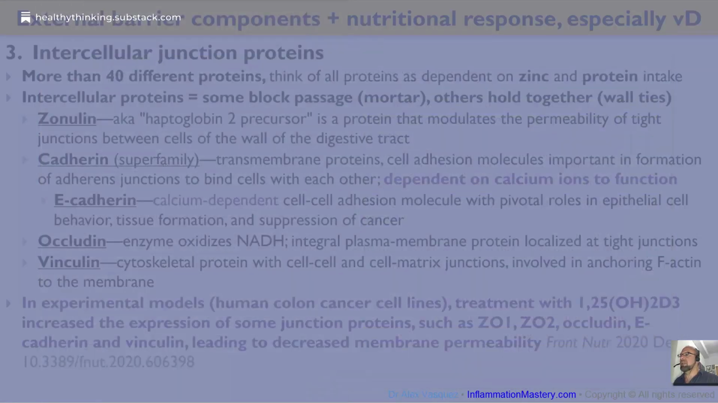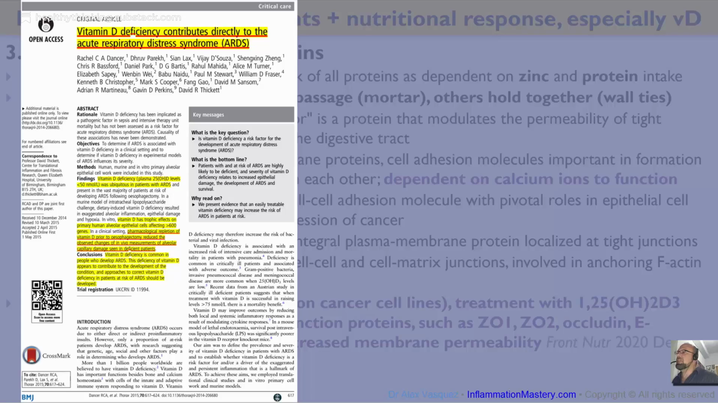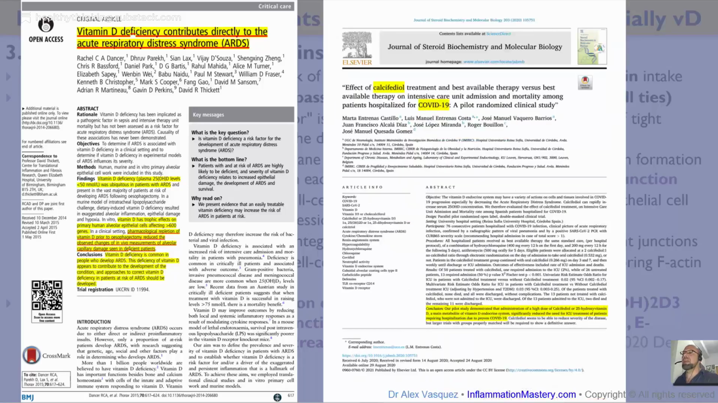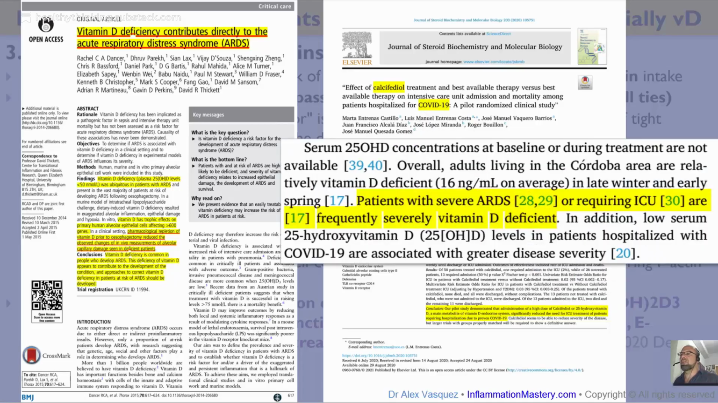Let's look at another example on the following page. Vitamin D deficiency contributes directly to acute respiratory distress syndrome. Also, another article shows that vitamin D supplementation provides clinical benefit in patients with COVID-19. Also very well known by now is the fact that patients with severe ARDS, acute respiratory distress syndrome, or those requiring ICU, or intensive care unit, treatment are frequently very severely deficient in vitamin D.